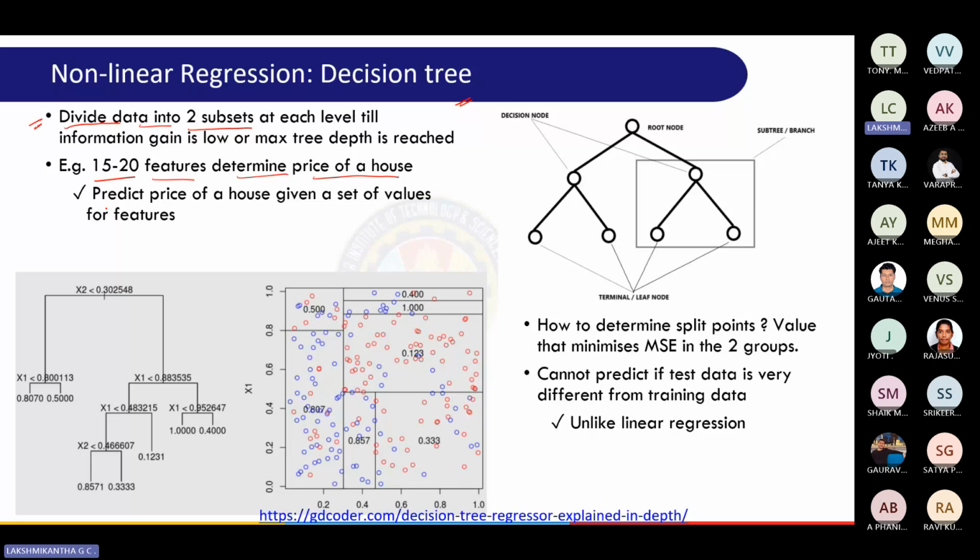And look here, predict the price of a house given a set of values for features. Guys, the average of training samples in the leaf will give you the correct answer. Then how is the split point determined, guys? To determine this split point, we are going to use the MSE concept. MSE is nothing but the mean squared error concept. Go and search on Google, you will get it. And it cannot predict if test data is very different from training data. Guys, if the test data differs drastically, trees struggle.